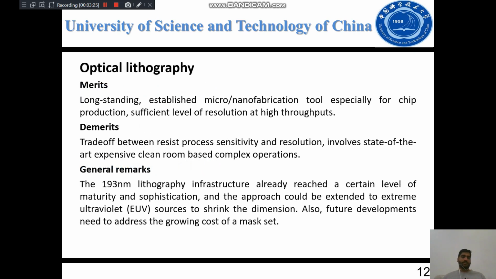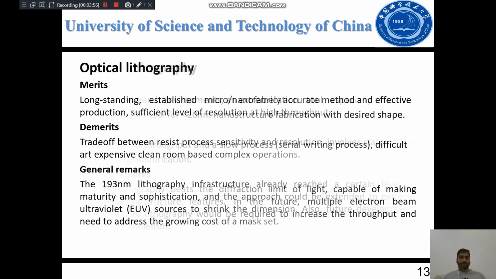Optical lithography. Here are the merits: a long-standing established micro nanofabrication tool, especially for chip production, with a sufficient level of resolution at high throughput. It has some demerits. The general remarks: in the 193 nanometer lithography, the infrastructure has already reached a certain level of maturity and sophistication, and the approach could be extended to extreme ultraviolet lithography for shrinking of dimensions. Also, future development needs to address the growing cost of the market.